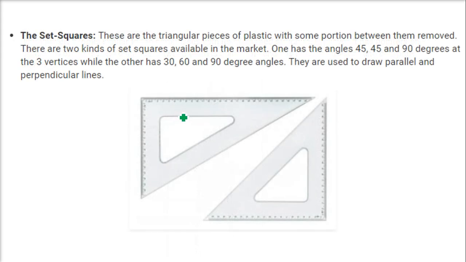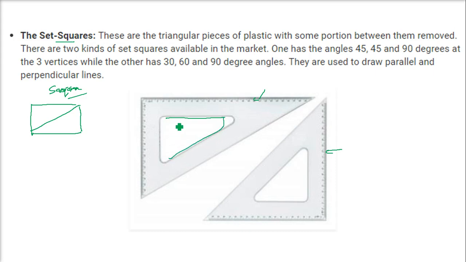Then we have the set squares. Why are we calling it a set square? Because see, one is a triangle and the other is also a triangle, and if you combine them, it makes a square. So that is why we call it a set square. These are two triangular pieces of plastic with some portion, see this portion, carved out or removed.